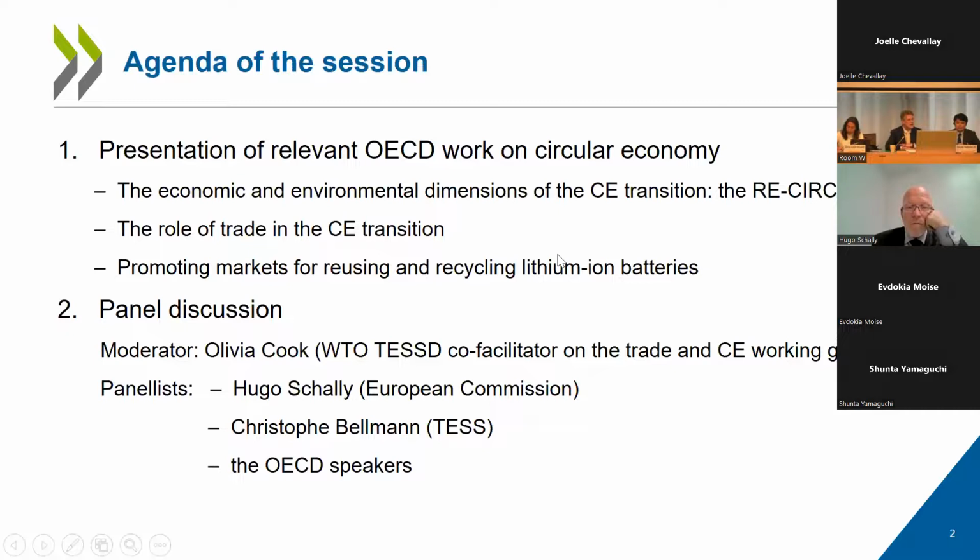So the agenda is that we start off with a series of presentations on relevant OECD work on the circular economy that we've been carrying out for the last 5-6 years. First on the economic and environmental dimensions of the circular economy transition, then on the role of trade in the circular economy transition. And then the third part is on promoting markets for reusing and recycling lithium-ion batteries. First part of the first presentation I will do immediately after my introduction. Then I will hand over to my colleague Shunta Yamaguchi, who is a trade and environment policy analyst.